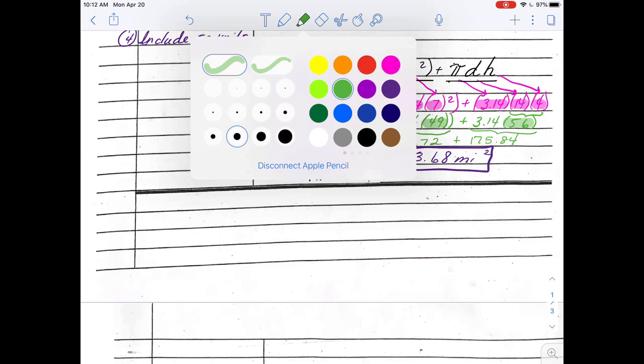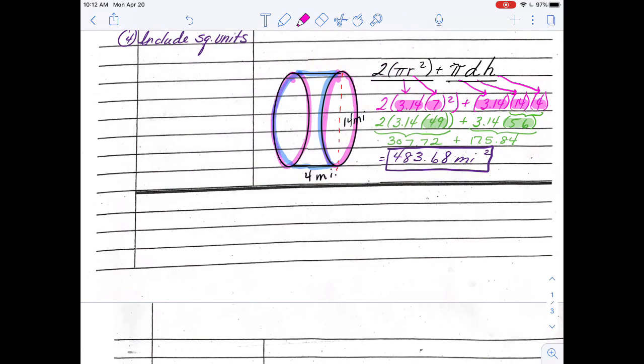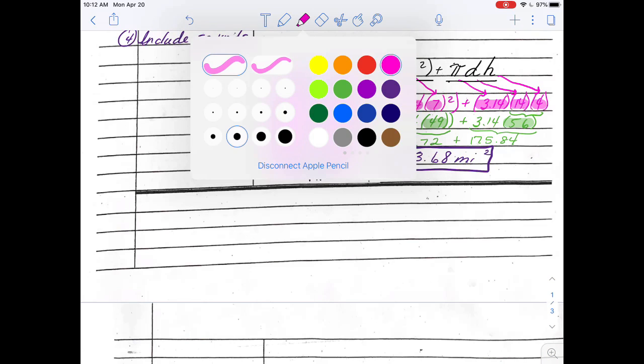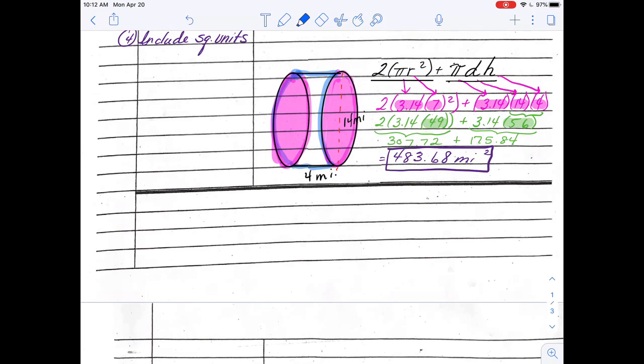So again, we're just finding the area of the entire outside of the shapes. We are finding the area of the bases, because if it was a nice present, you'd have to wrap the bottom, you'd have to wrap the top, but you'd also have to wrap the entire middle section around it. And we know that around the outside of a circle is what we call the circumference. So once we did that, we would have wrapped our entire cylinder, and that's what we call our surface area.